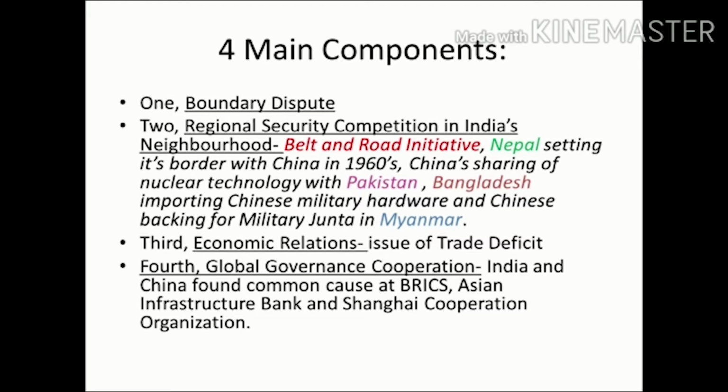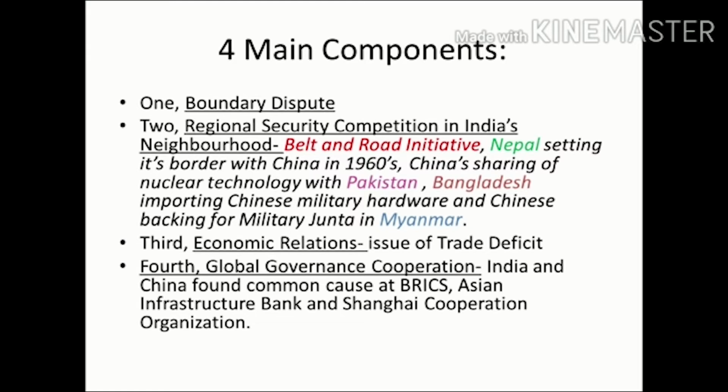The first is boundary issue, that is, the disputed boundary between India and China. Second, regional security competition in India's neighborhood. In this, specifically, we talk about the Belt and Road Initiative today that leverages China's resources, Nepal settling its border with China in 1960s, China's sharing of nuclear technology with Pakistan in 1970s, Bangladesh importing Chinese military hardware in 1980s, and Chinese backing for military junta in Myanmar in the 1990s.